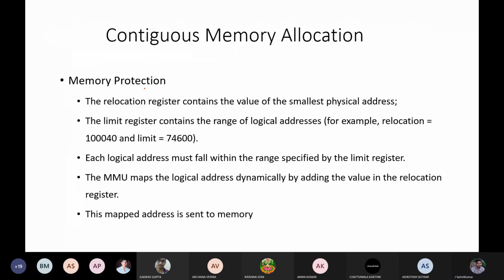Now we will talk about memory protection. The relocation register contains the smallest physical address, and the limit register contains the range of logical addresses. For example, relocation says this is the address, the limit says this is the address. The logical address that is generated should fall within the range specified by the limit register. The memory management unit maps this logical address dynamically by adding the value of the relocation register. This is then sent to the memory.